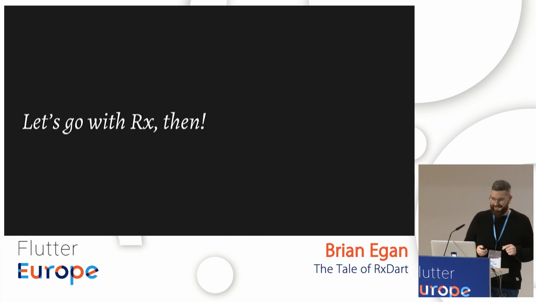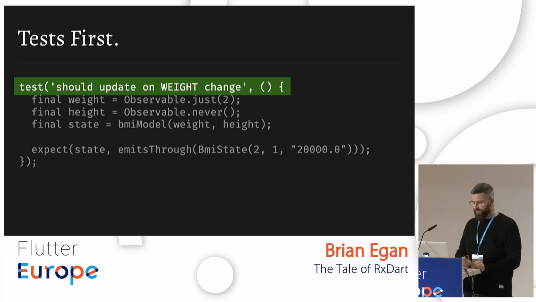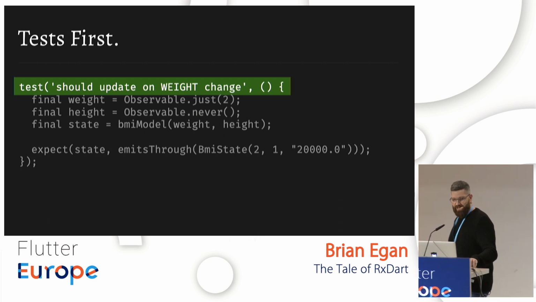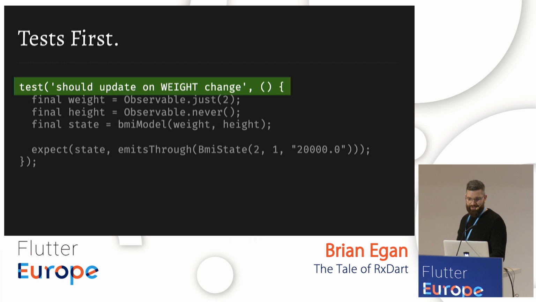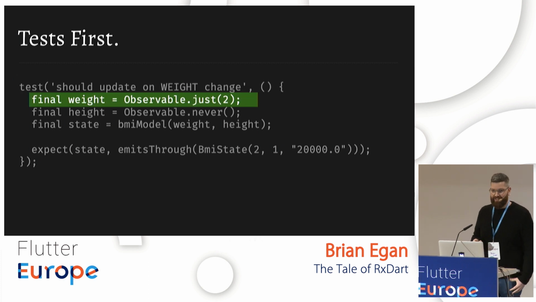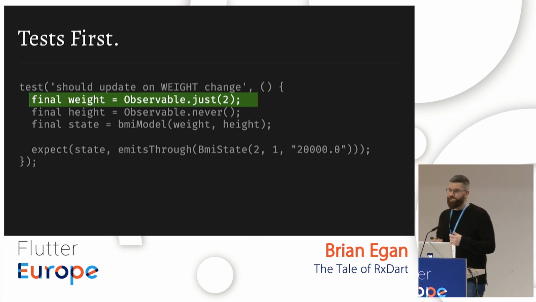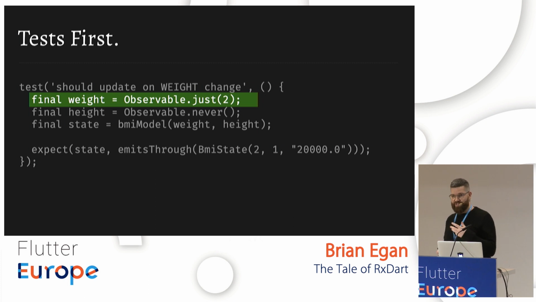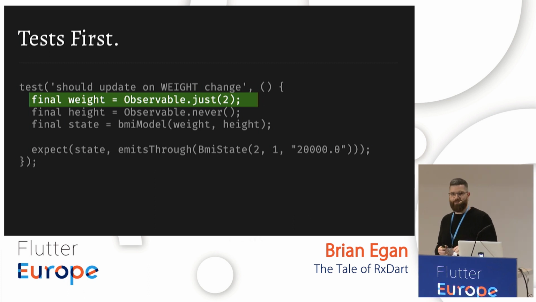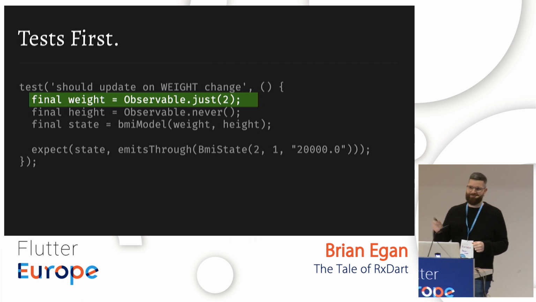We can finally implement our model function. So the first thing we'll do is we'll update our tests so we can use some of the things that were provided by Rx out of the box, which was like observable.just. So this is to deliver a single value. So we can get rid of stream.fromIterable. It's about 5 characters shorter. Heck yeah. All right, we're doing it.